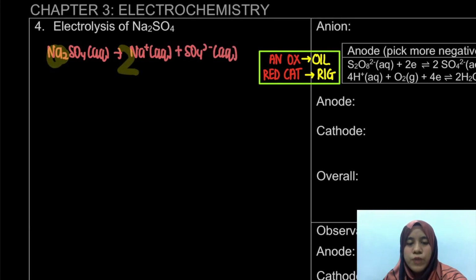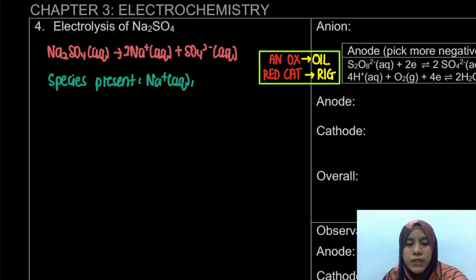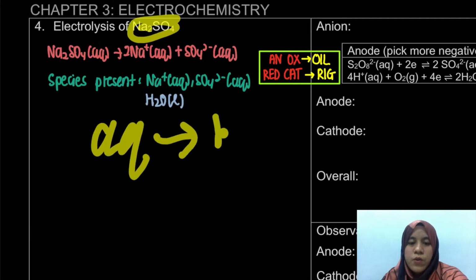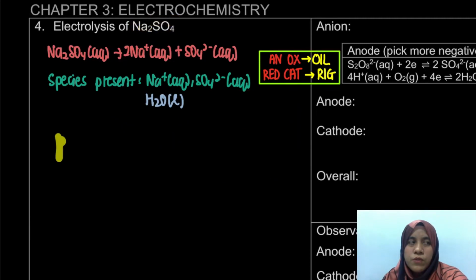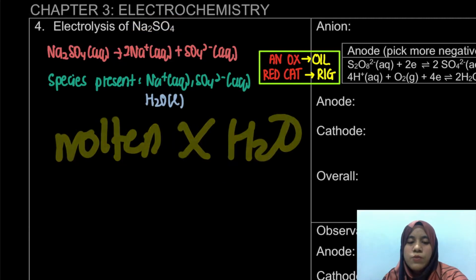So here we have 2 Na plus. The species present is actually Na plus, SO4 2 minus, and then don't forget, the equation must contain H2O liquid. For the molten salt, only the one that has no water.